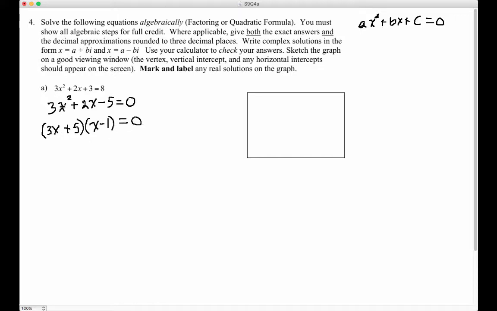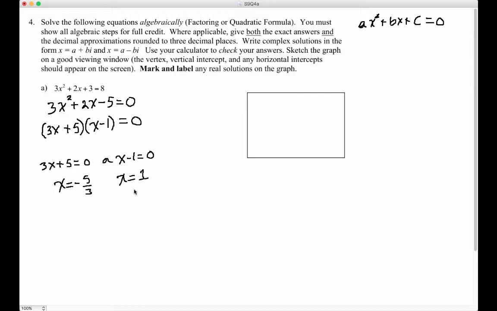So we know 3x times x gives me 3x squared. 5 times negative 1 gives me a negative 5. Now I got to check my inners and my outers to make sure that they come back out to 2x. So 5 times x subtract 3x, yay team, that comes out to be equal to 2x. So that means that I must have factored that correctly. So using the zero product property, that tells me that 3x plus 5 is equal to 0, or x minus 1 is equal to 0, which gets me that x is equal to negative 5/3, or x is equal to a positive 1.